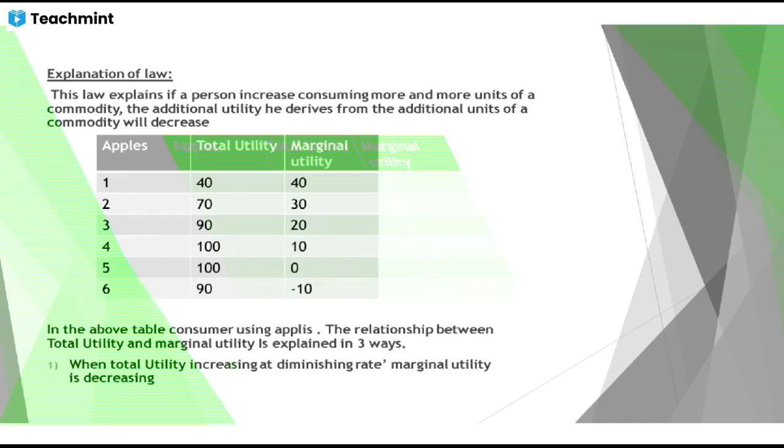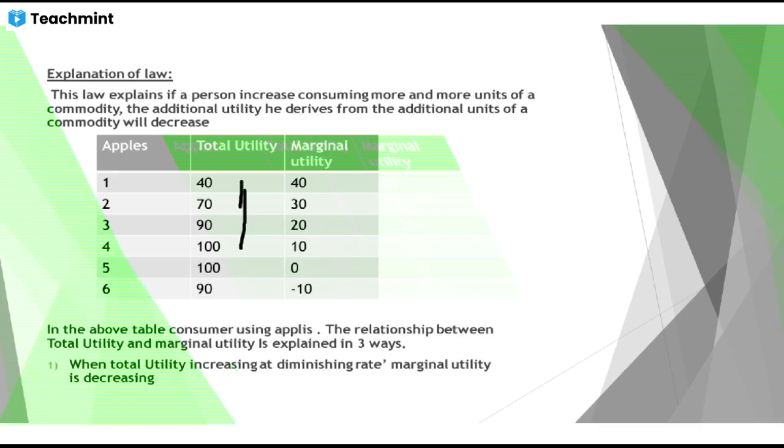The first one is when total utility is increasing at a diminishing rate, the marginal utility is decreasing. You can see here up to 4, 40 to 100. Every time it is increasing, but the increasing rate is decreasing. First 0 to 40, later 40 to 70 means 30, later 70 to 90 means 20, later 90 to 100 means 10. The increment is every time decreasing and marginal utility is also decreasing. This is the first relationship.